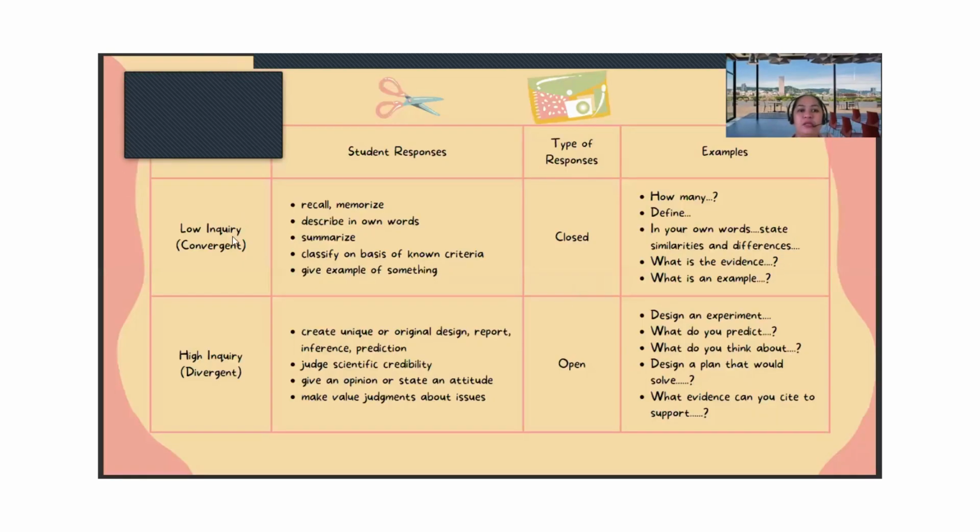Okay, so next is types of question. This is the low inquiry convergent and the high inquiry divergent. These are the student responses here. These are the type of responses and these are the examples. So for the student responses, for example, in low inquiry, it would be recall, memorize, describe in own words, summarize, classify on basis of known criteria, and give example of something.